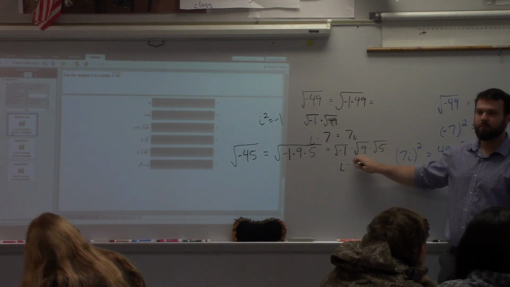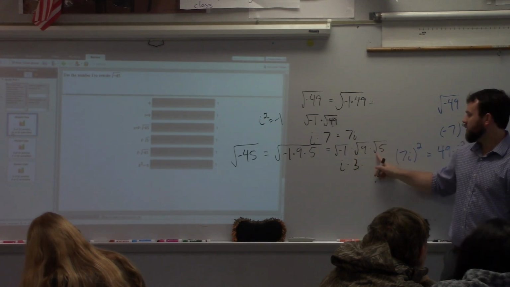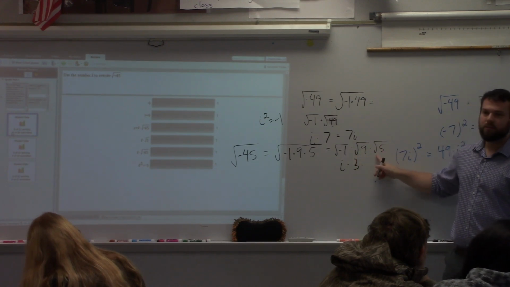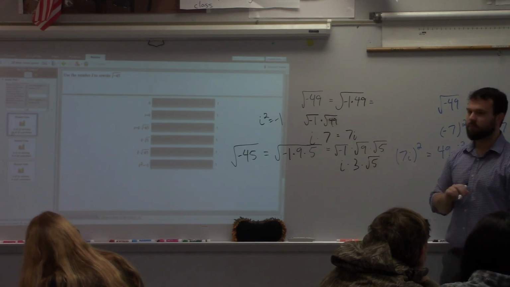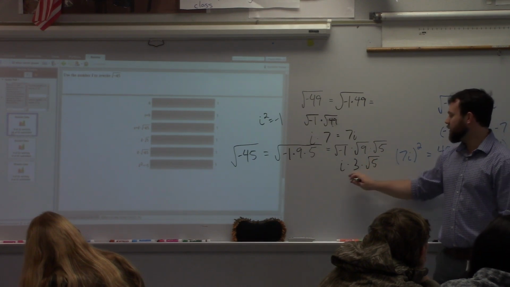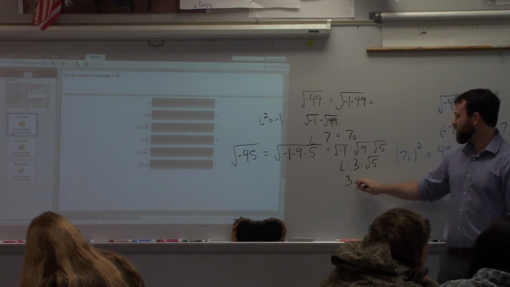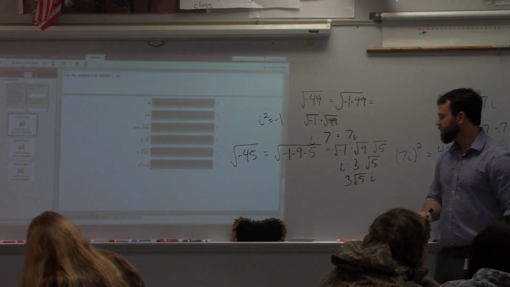Square root of 9, 3 times. Do I know what the square root of 5 is? Nope, it would be a nasty decimal, so I leave it as square root of 5. That's it. And you can rearrange it. Typically we put that 3 first, then the square root of 5, then the I. That typically comes at the end.